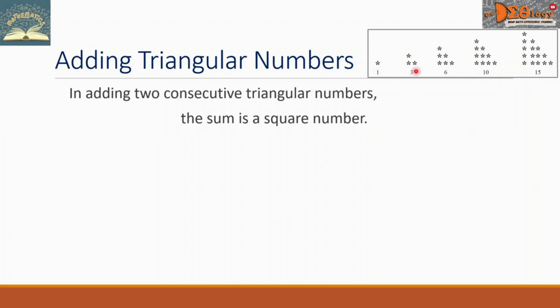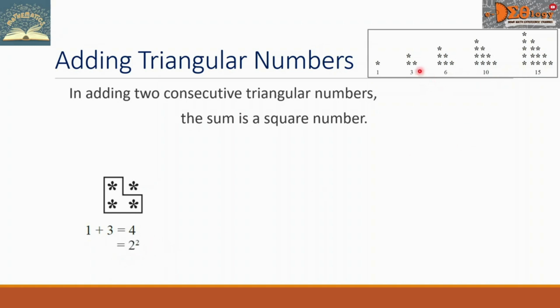Suppose we have this 1 and 3, and we write here 1 plus 3. If we put together the dots, it will appear like this. It looks like a square. We know that 1 plus 3 equals 4, and this 4 is equal to 2 squared.